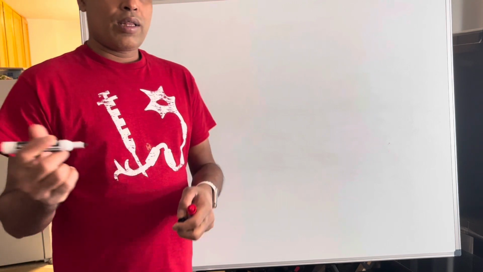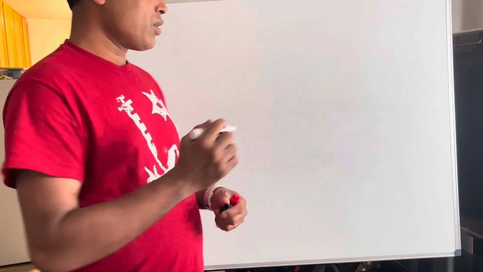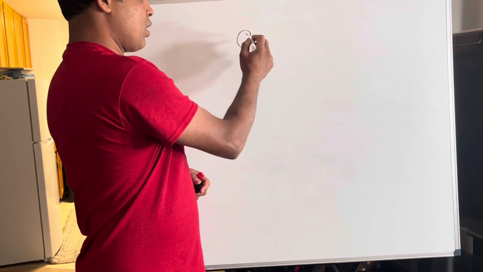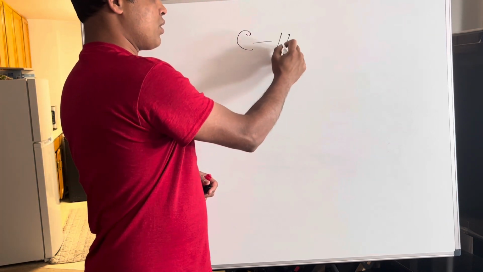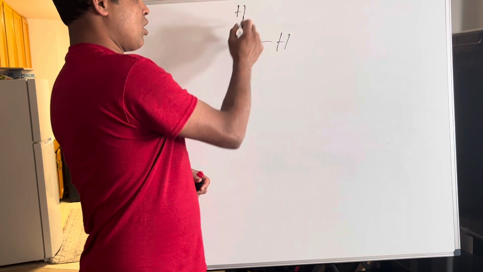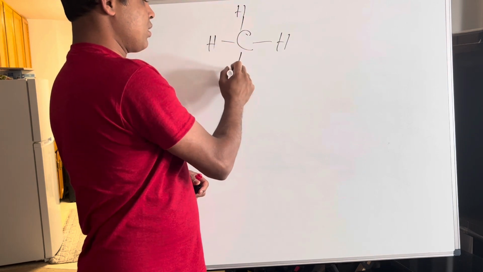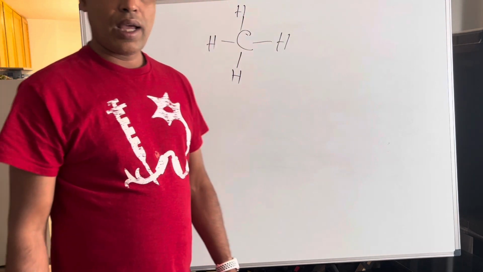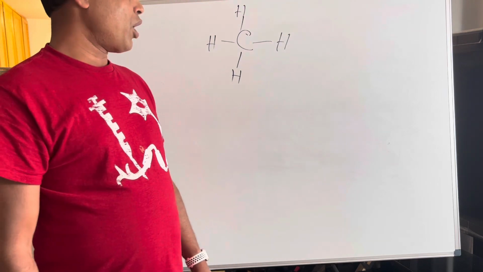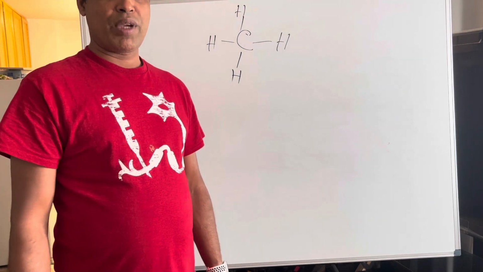Normally the organic compounds consist of carbon and hydrogen. So if you take carbon and put hydrogen, each carbon has 4 valency. So this is an organic compound. This compound is called methane.